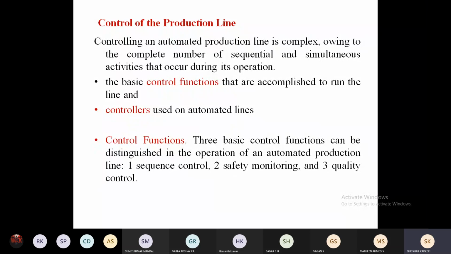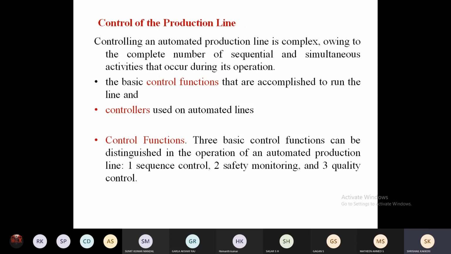There are two important things: the control functions and the controllers. These are two important things which we are going to use frequently. And control functions are three: sequential control, safety monitoring, and quality control. And what are their purposes? We'll try to see them.